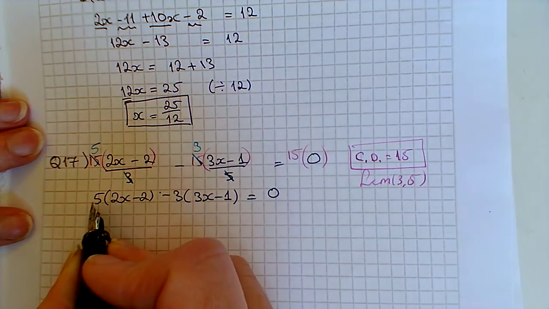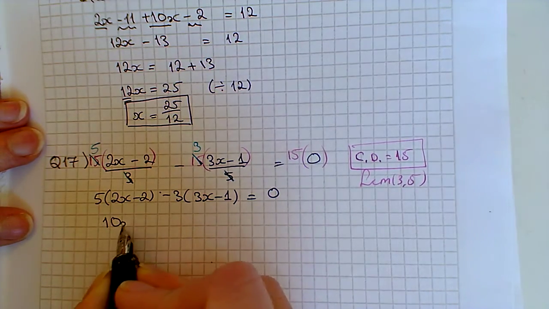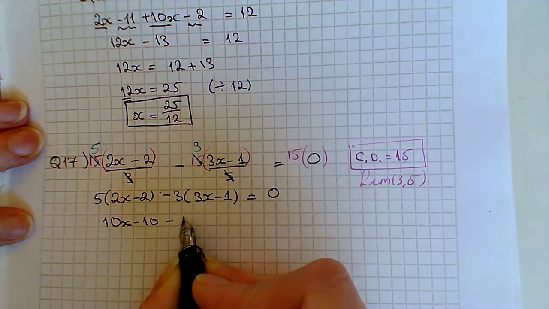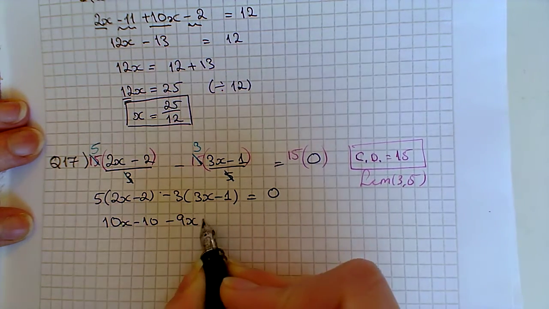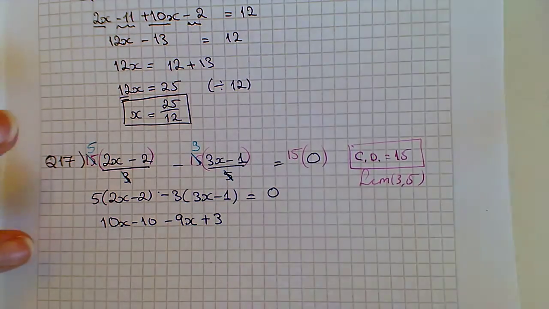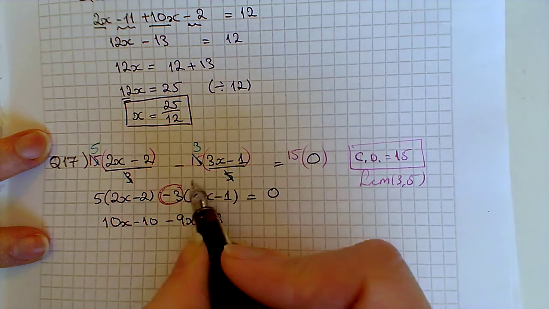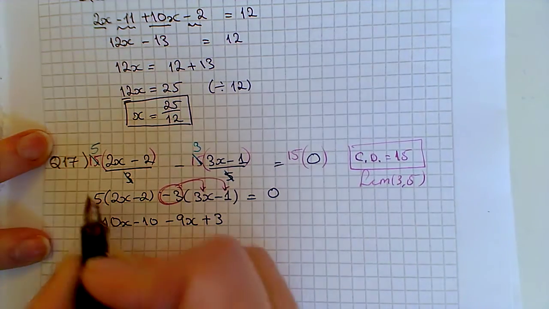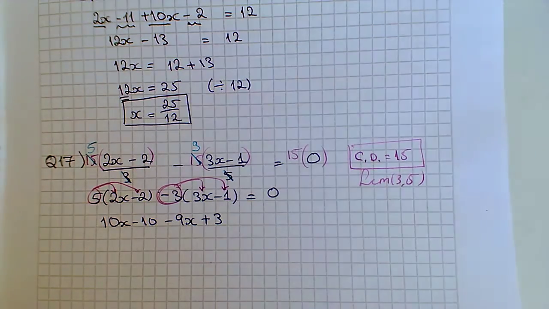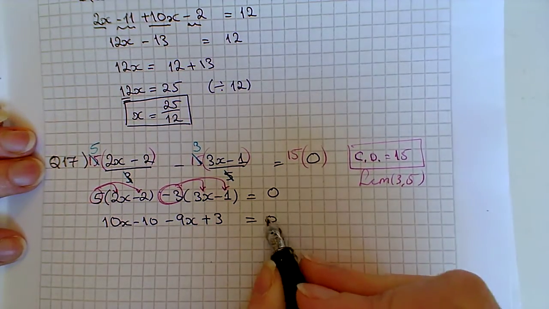Then I multiply out my brackets. 5 by 2x is 10x, 5 by minus 2 is minus 10, minus 3 by 3x is minus 9x, minus by a minus is plus 3. It's really important. I'm going to keep highlighting this. When you multiply by a negative number, that minus sign multiplies both of the terms inside the brackets. And that's equal to 0.